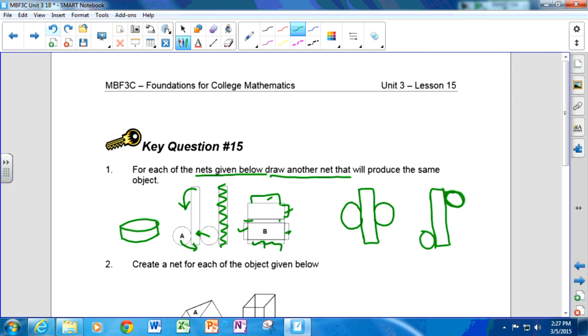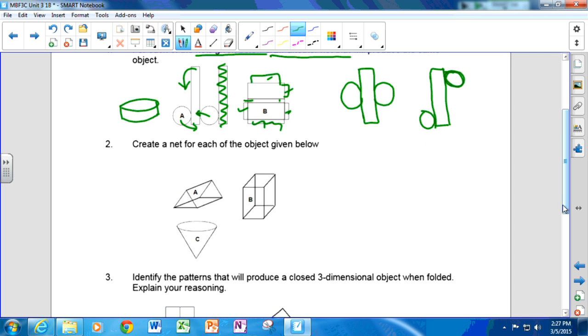So like I say, this should not really be a humongous issue here. If you can identify these, like that, that's a triangular prism. So if you were to go on the internet and Google net for triangular prism, you could probably find something.